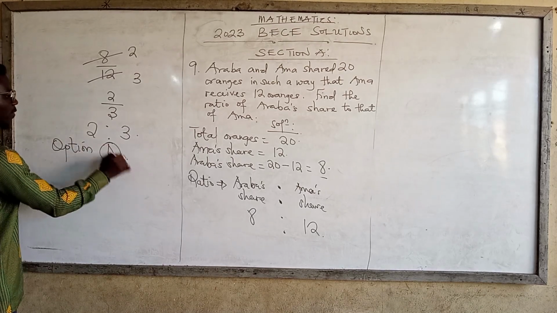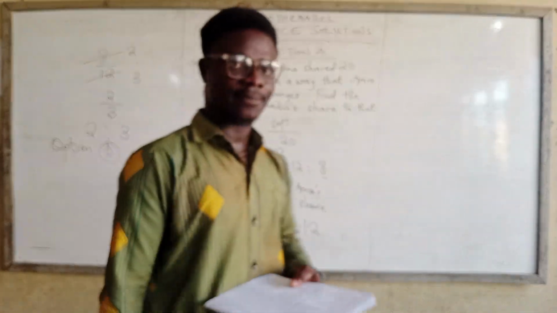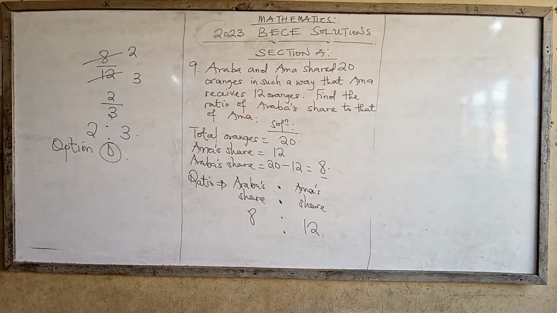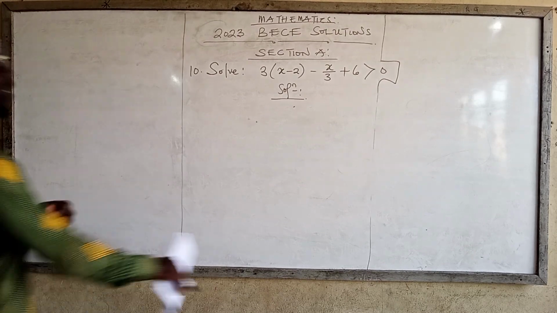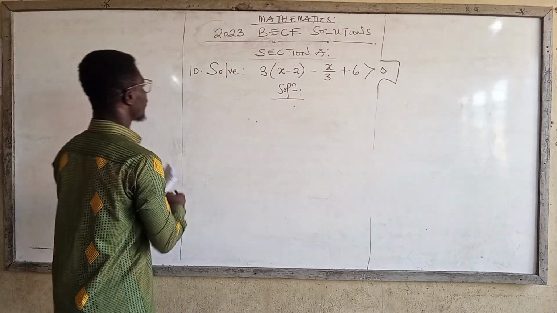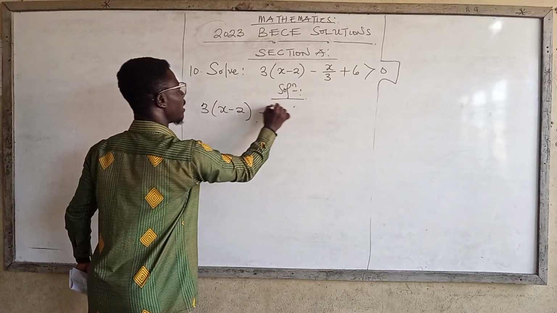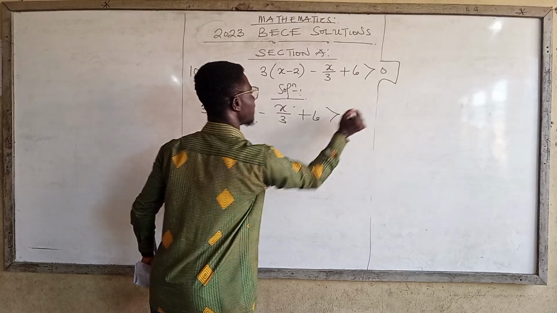Option D for dog. So let's proceed to our last question, which is question 10. All right, so question 10. Solve 3 multiplying the expression x minus 2 minus x over 3 plus 6 greater than 0. So I have 3 multiplying x minus 2 minus x over 3 plus 6 greater than 0.